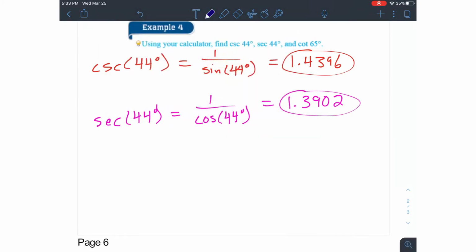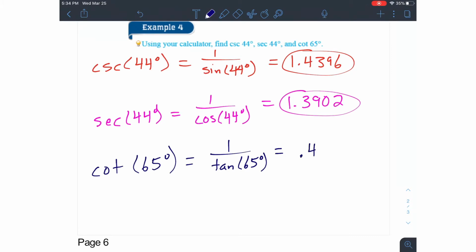And then our last one is cotangent, and I think that's a little odd that it's saying that we need to do 65 instead of 44 like all the others. That's going to be 1 over tangent of 65. And that ends up being 0.4663.